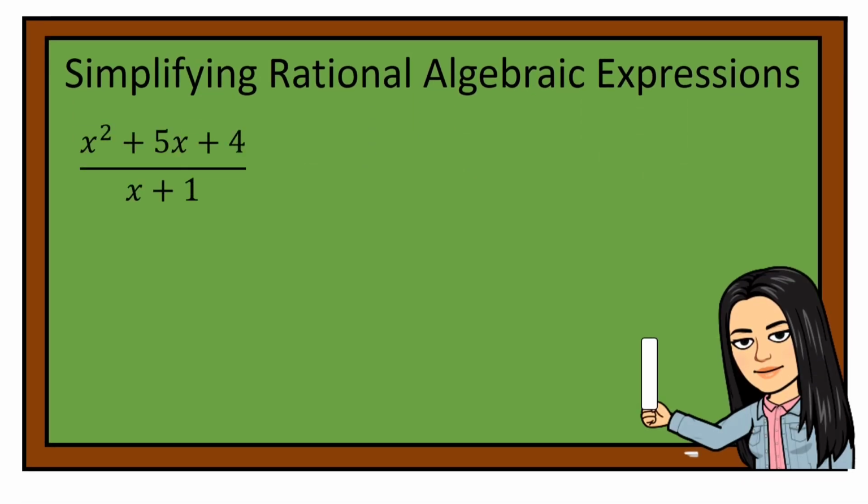Another example, x squared plus 5x plus 4 over x plus 1. Okay? So, in our numerator, we have here a quadratic trinomial of the form x squared plus bx plus c. Okay, so we have to apply the rule in factoring a quadratic trinomial of the form x squared plus bx plus c. So first, we have to get the factors of the first term, and that is x times x.